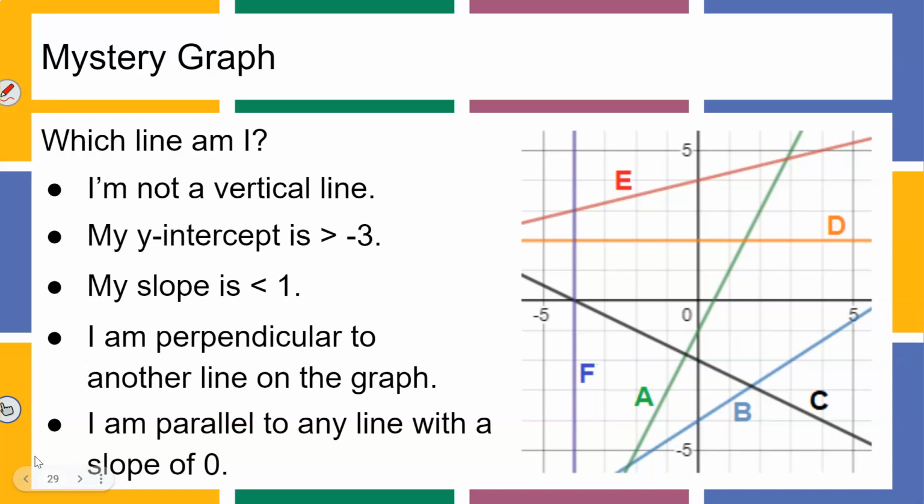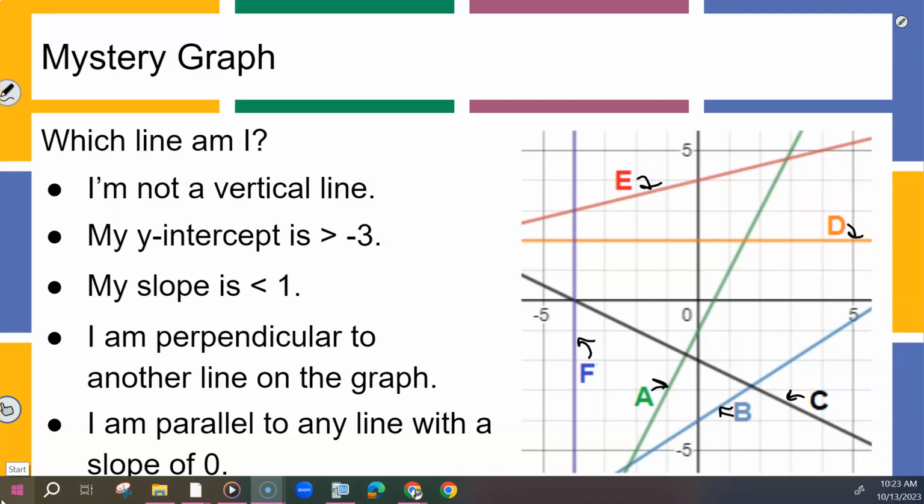Alright, based on these clues, I got one. You need to figure out which line this is talking about. It's not a vertical line, the y-intercept is greater than -3, the slope is less than 1, it's perpendicular to another line on the graph, so remember what that means, and is parallel to any line with a slope of 0. I'll give you a few minutes to think about these clues and figure out which line this is. Which line do we think?